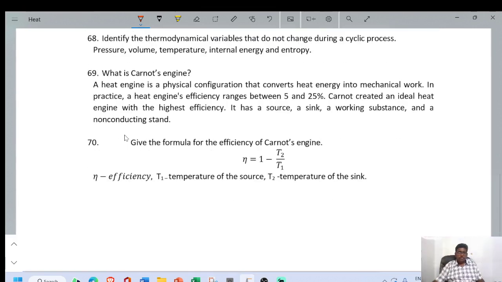What is Carnot's engine? A heat engine is a physical configuration that converts heat energy into mechanical work. In practice, a heat engine's efficiency ranges between 5 and 25%. Carnot created an ideal engine with the highest efficiency. It has a source, a sink, a working substance, and a non-conducting stand. Give the formula for the efficiency of Carnot's engine. Eta equal to 1 minus T2 by T1. Here eta is the efficiency, T1 is the temperature of the source, T2 is the temperature of the sink.